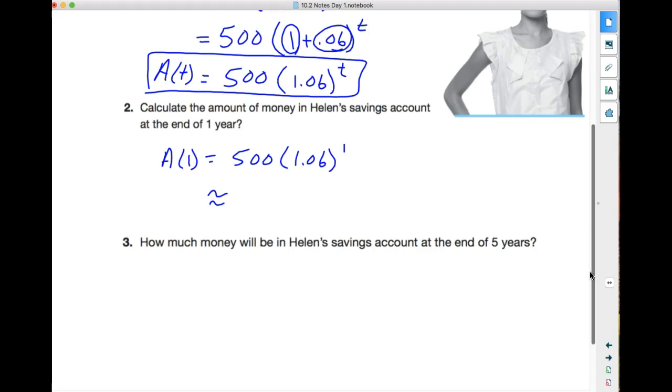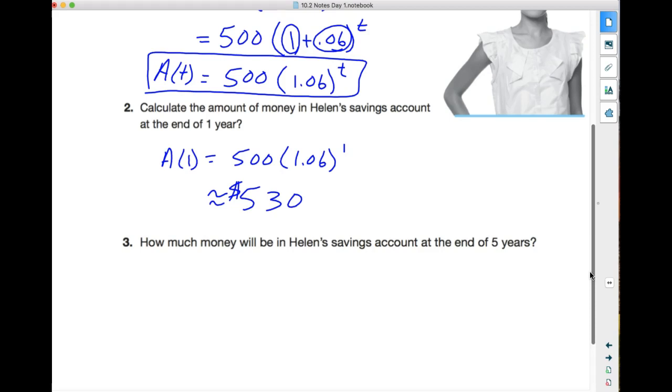So I have to take my 500 times 1.06 to the first power, which means I don't have to write it. It's not approximate, it's $530. Okay? So she makes $30 interest.